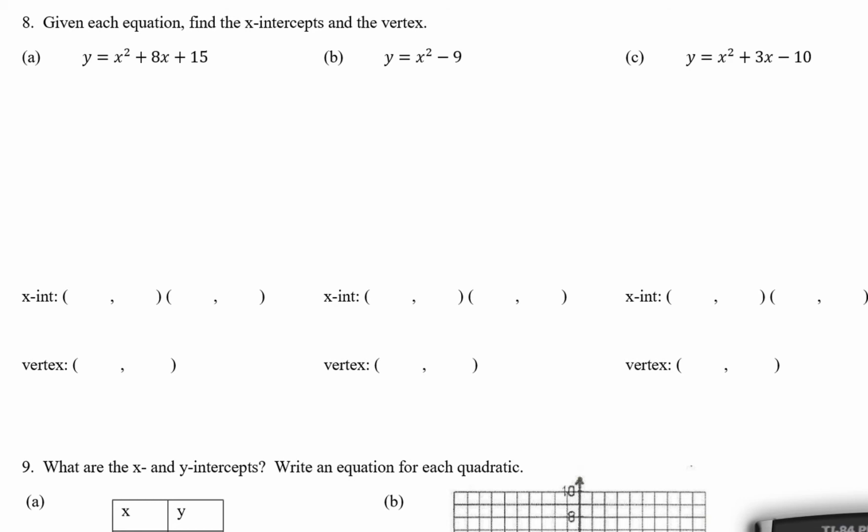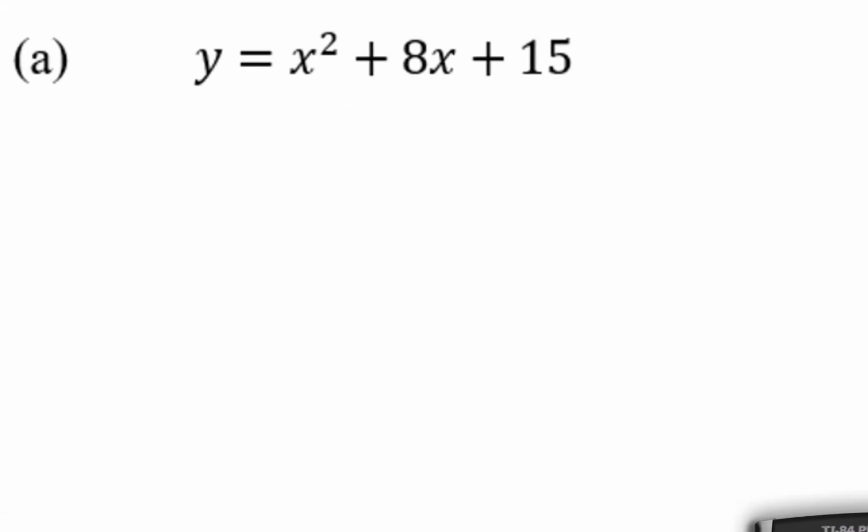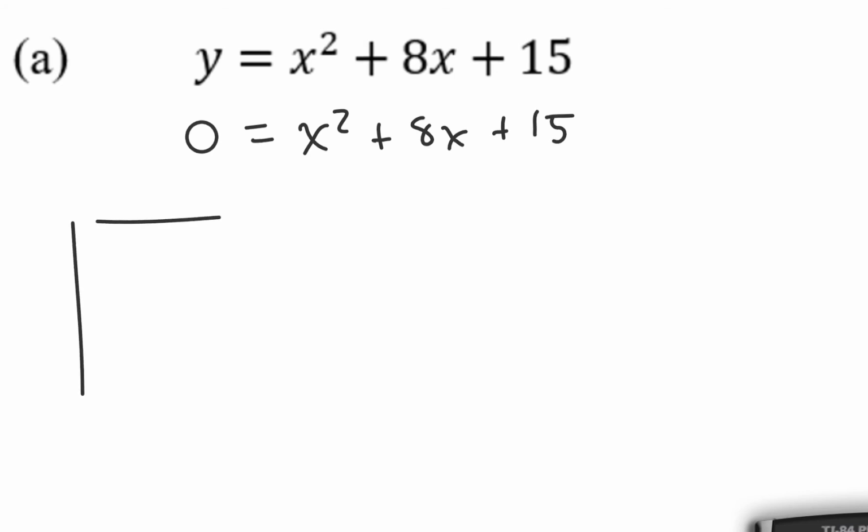So let's go ahead and take a look at the first one here. In order for me to find the x-intercepts, I need to find the values that will make this parabola equal 0. So I'm going to write this as the equation 0 equals x squared plus 8x plus 15. And what I want to do is rewrite it.